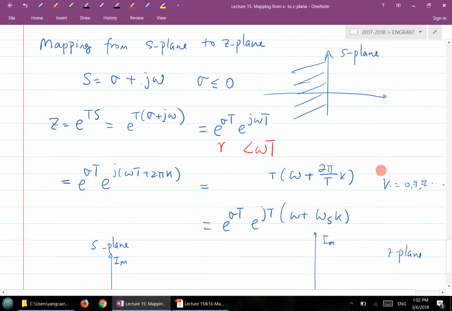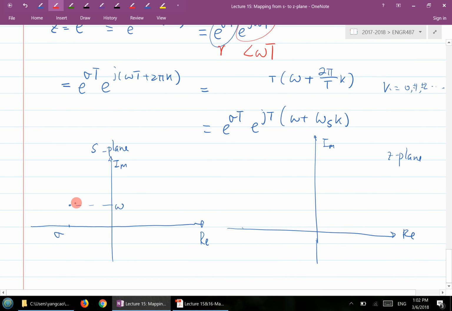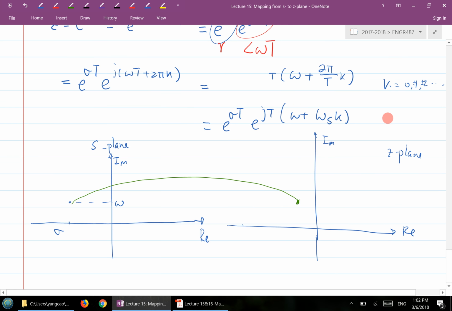And after the mapping, what do you get? You get this quantity and this quantity here, right? So e to the power sigma t, because sigma is less than 0. So e to the power of any negative number, you get less than 1, right? So basically, this number here will be mapped to somewhere, let's just say somewhere over here, corresponding to a certain angle, omega t, and this is the r here, right?